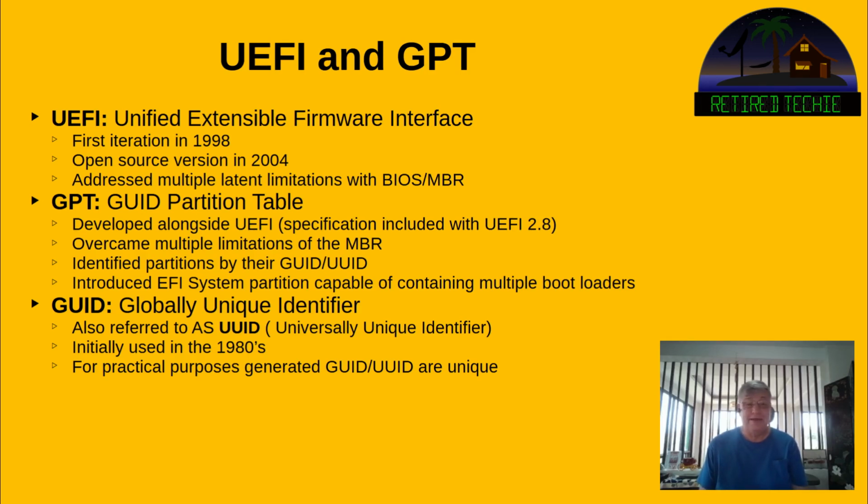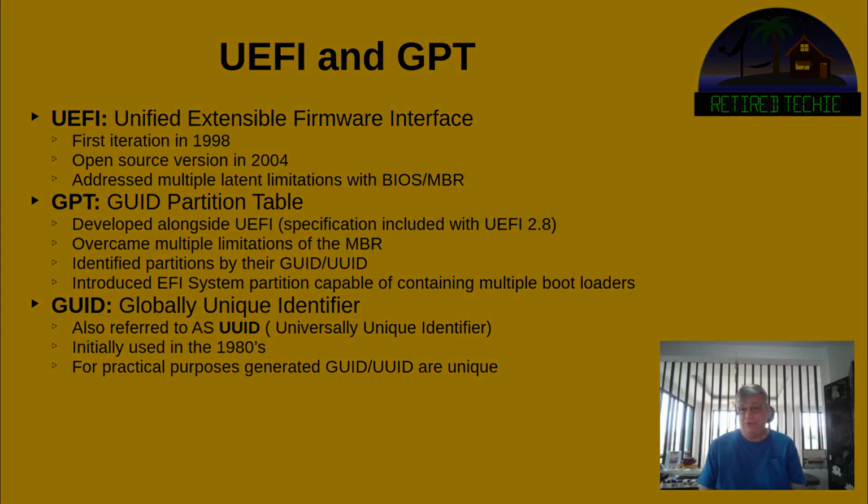So GUID, Global Unique Identifier, also referred to as UUID. This showed up initially in the 80s. For practical purposes, when your computer generates a GUID or UUID, it is unique. I mean, there is an extremely small chance that you could duplicate one, but it's very, very unlikely. It's unlikely enough to be considered unique. And this is a better way to identify your hard drives and your partitions.